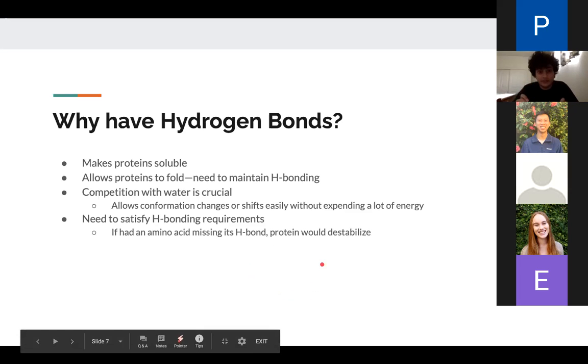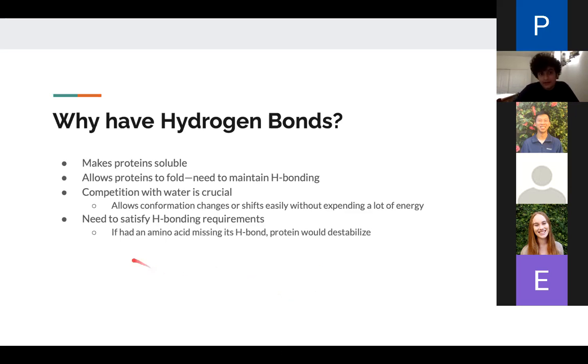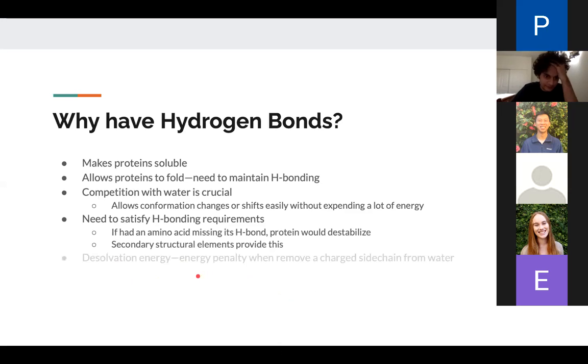And important to note, when you look at proteins, we need to satisfy H bonding requirements. When you think about this, the hydrogen bond is not so much important in that it provides stabilization, but more that it exists. It either exists with water or it exists within the protein. If you had an amino acid missing its H bond, that would really destabilize the protein. And we get that hydrogen bond maintenance from the secondary structural elements for the most part.